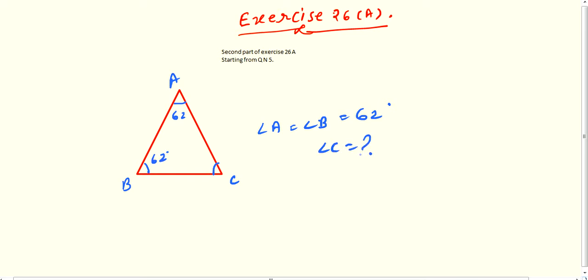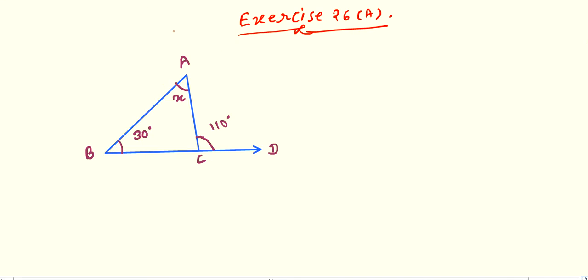I think you can solve this one because I have explained the same question earlier in my last video, first part of exercise 26A. By using angle sum property you can solve. Question number 5 and 6 both I am giving you as homework. Similarly, the same process you have to follow. By using angle sum property you can calculate.